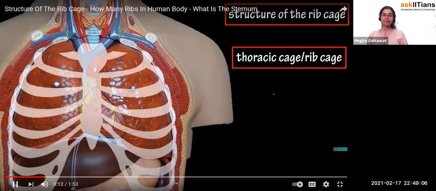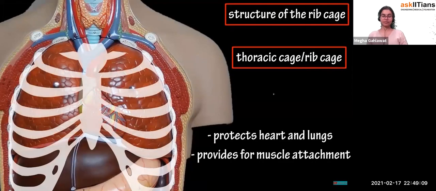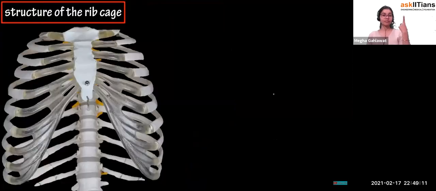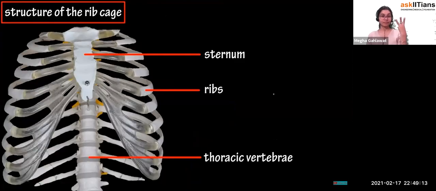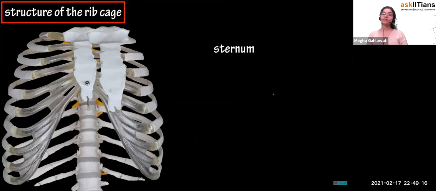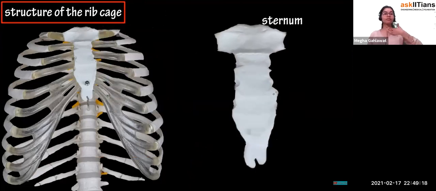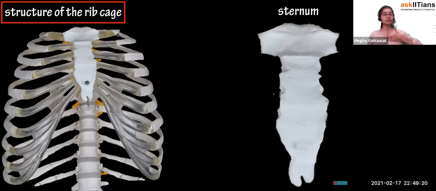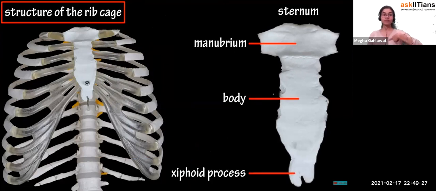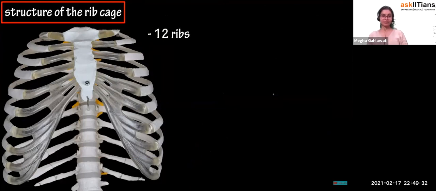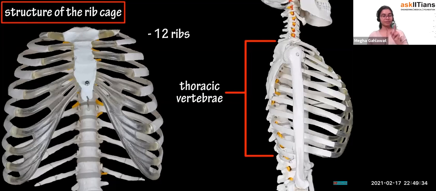The thoracic or rib cage is comprised of three main parts: the sternum, the ribs, and the thoracic vertebrae. The sternum, also called the breastbone, is located in the middle of your chest, and it is composed of three parts. The manubrium is the widest part at the top of the bone, the body is located in the middle, and the xiphoid process is at the bottom. There are a total of 12 ribs, and they originate on or between the thoracic vertebrae in the vertebral column, and they wrap around the sides of your body and end in the front of your body.